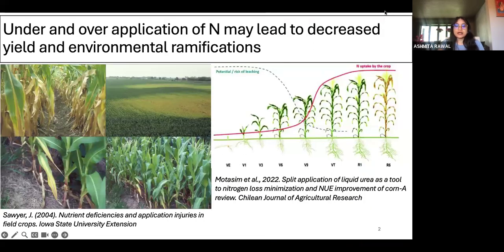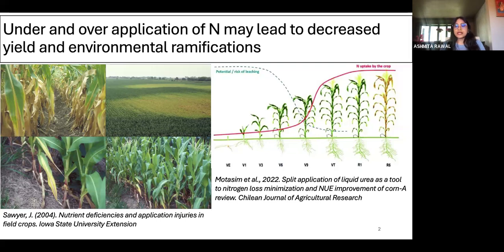As we all know, after the Industrial Revolution, in the 1950s, there was a boom in nitrogen fertilizer use, and that helped prompt the agricultural revolution as well. So we need nitrogen fertilizer to feed the growing population, but at the same time, under- and over-application of nitrogen may lead to decreased yield and environmental ramifications.